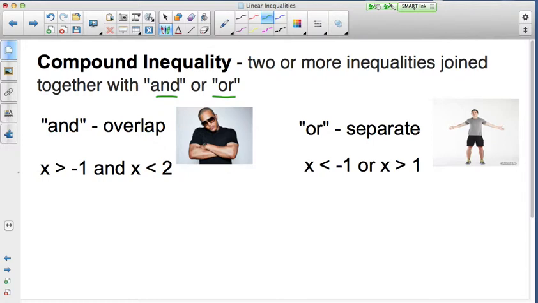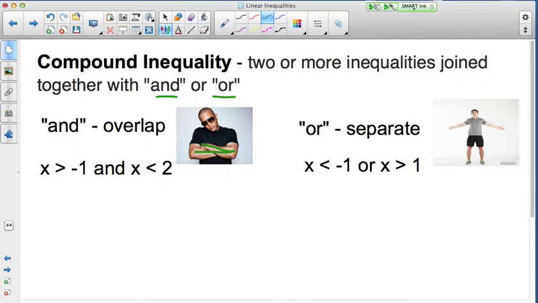Okay, so you can pause this video and copy down everything from the slide, but I'm going to continue talking. So if you think about and, the key word here is overlap. And I have a picture of T.I., my man T.I. He is crossing his arms, because if you picture his arms as lines and he crosses them, both of his arms are overlapping each other.